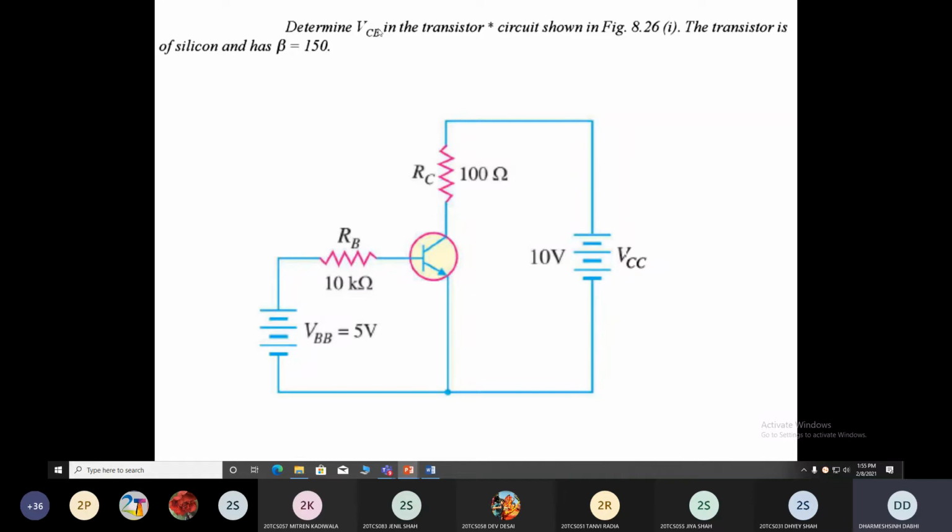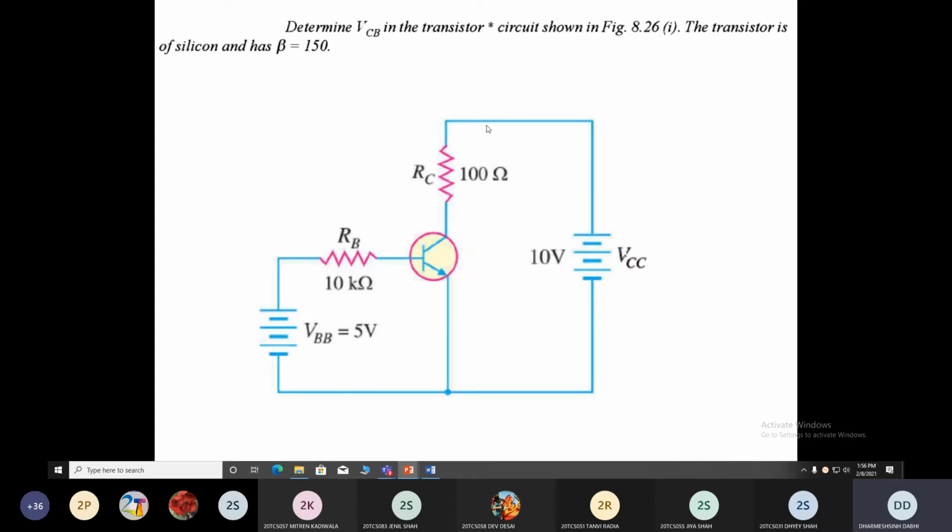Clear? What do you have to find? Collector to base voltage. This is the collector and this is the base terminal. You have to find the voltage between these two. But first you find the whole voltage across this transistor, VCE. So therefore apply the KVL here.